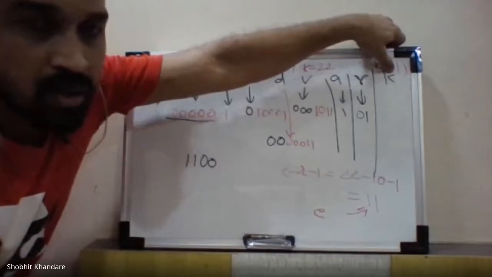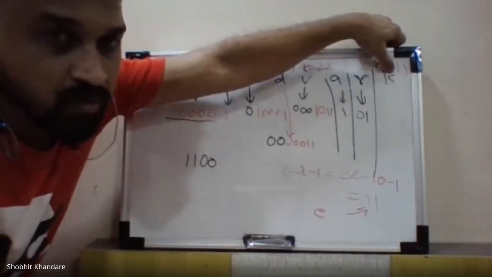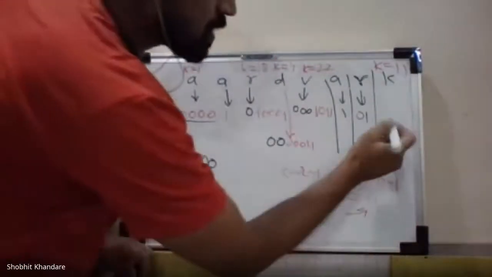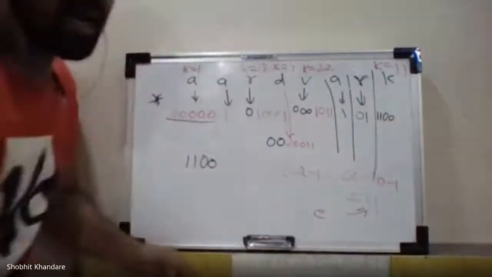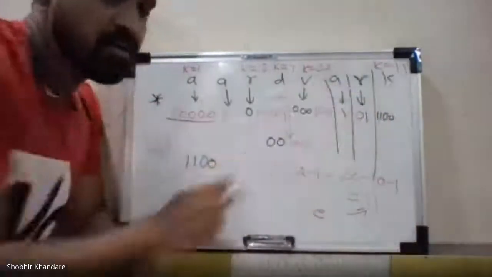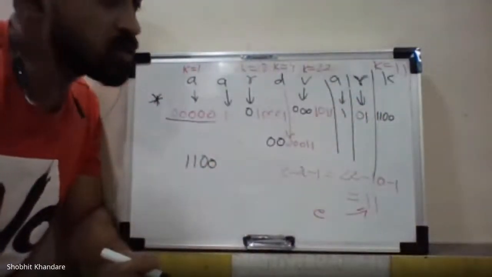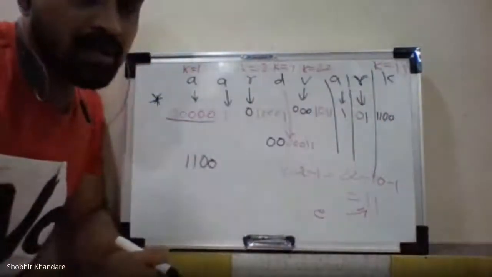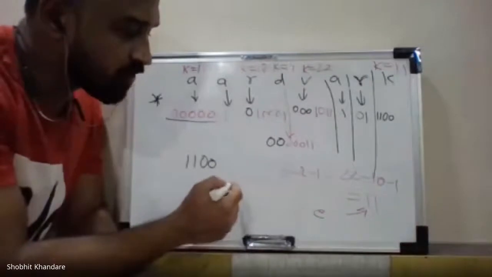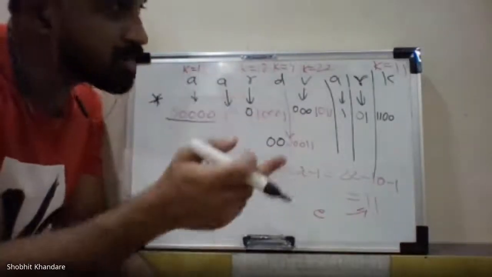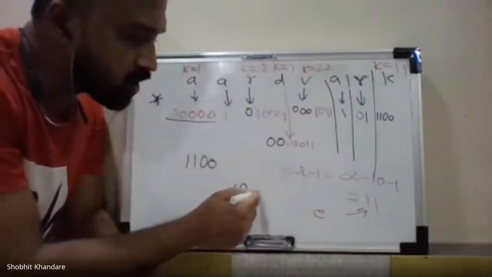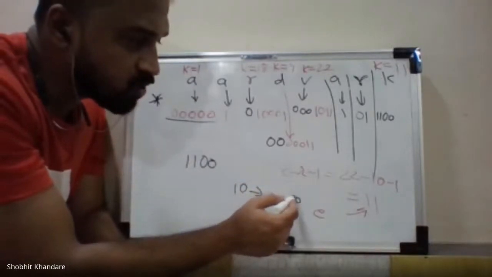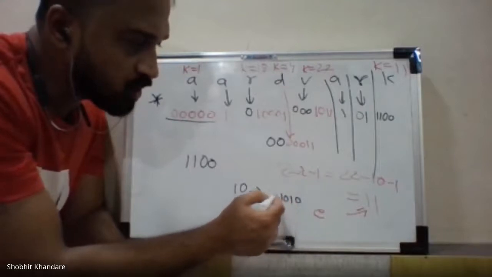Now I want the code for NYT. You are getting 1100, so I will write down 1100 and the fixed code for k. Now what is the fixed code for k? K is less than 2R, so I have to represent it by 5 bits. 5 bits will be used to represent k minus 1. K minus 1 is 10. So how do you represent it in 5 bits? Using 1248, it is 01010.